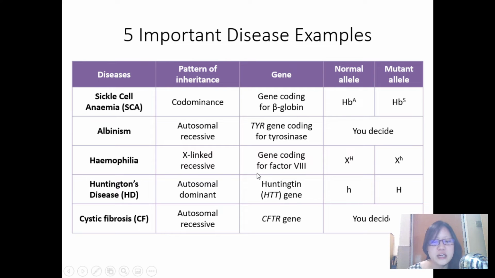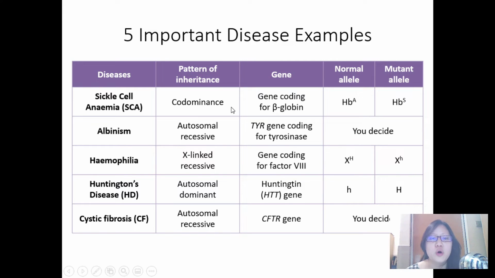Okay, with that little recap, now we're ready to go into 5 important disease examples. Number 1 is sickle cell anemia. Number 2 is albinism. Number 3 is haemophilia. Number 4, Huntington's disease. And number 5 is cystic fibrosis. You can see here that I've listed the pattern of inheritance they take on. We will go through them one by one.